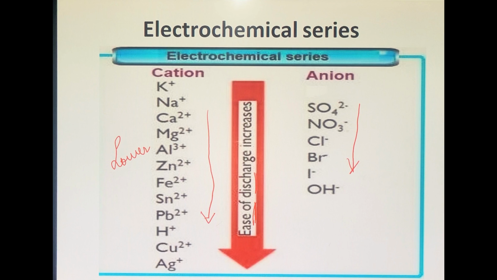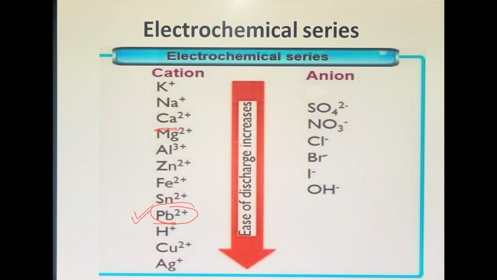For example, let's take a scenario where we have aluminium and hydrogen. Which amongst the two would you think would get discharged? Please remember, the lower the position of the metal or the cation in the electrochemical series, the more easily it will get discharged. Am I clear? Now, for example, if I take calcium and lead, which one will you think will get discharged first? Yes, of course it will be lead.